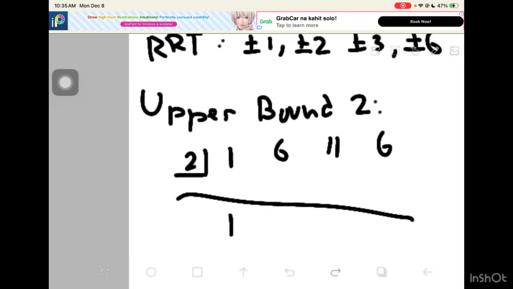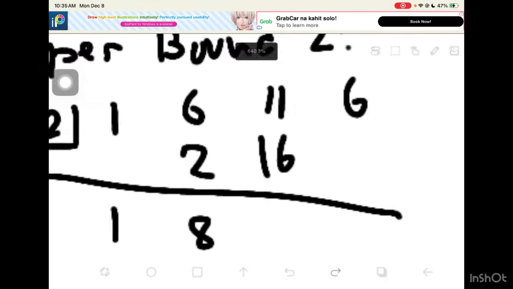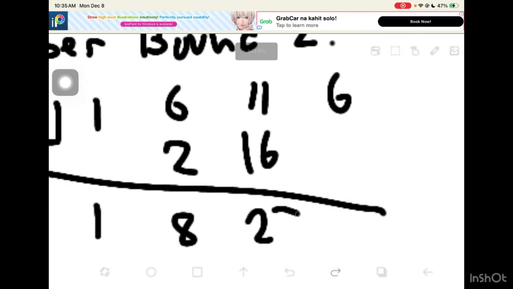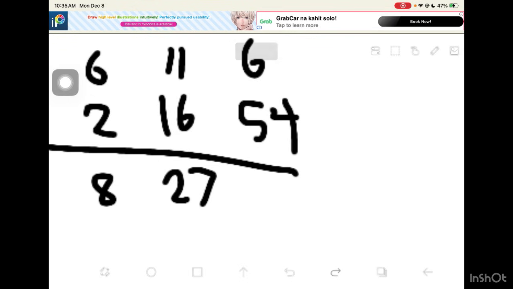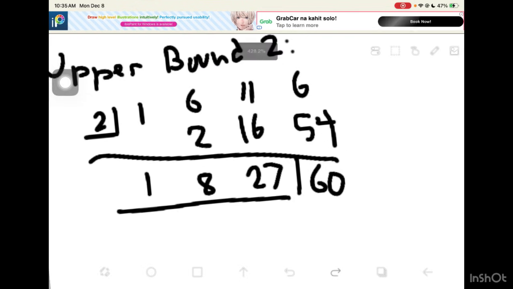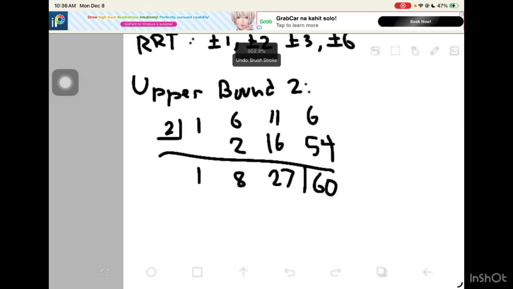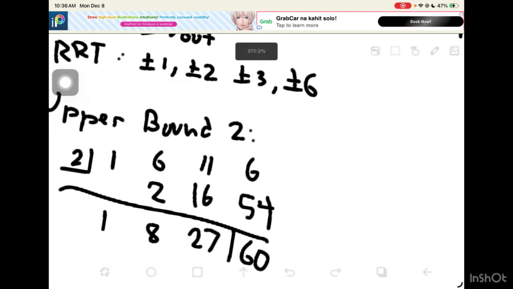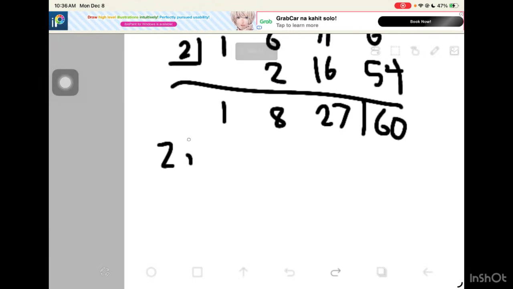Bring down 1. 1 times 2 is 2. 6 plus 2 is 8. 8 times 2 is 16. 11 plus 16 is 27. 27 times 2 is 54. And 6 plus 54 is 60. Now, all terms are positive. Check. And we have a remainder. So if 2 already has this large a remainder, what more if it's 3 or 6? Therefore, 2 is an upper bound.